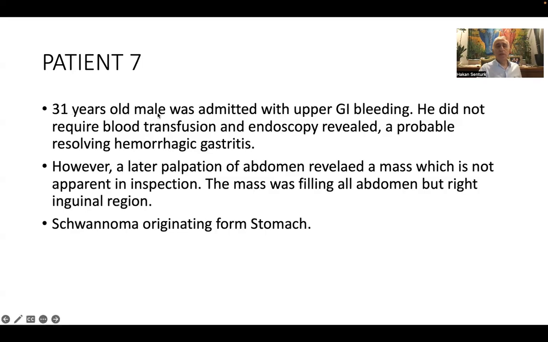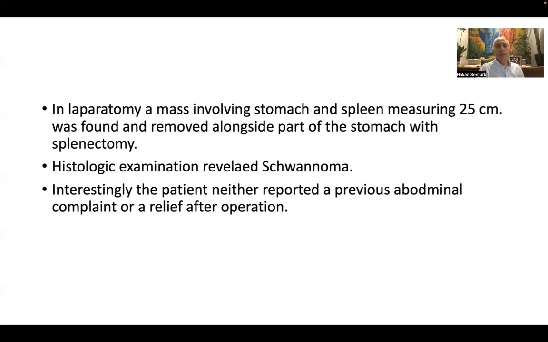Another patient, a 31-year-old male, was admitted with upper GI bleeding. He did not require blood transfusion, and endoscopy revealed a probable resolving hemorrhagic gastritis. However, a later palpation of the abdomen revealed a mass, which was not apparent on inspection, and the mass was filling all the abdomen except the right inguinal region. This mass was resected surgically. It was 25 centimeters, and that was schwannoma.